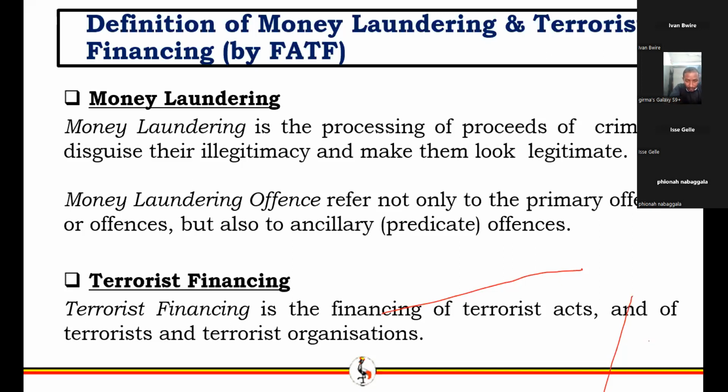So money laundering is mainly the conversion of illicit proceeds to give them a legitimate look. Trying to convert illegitimately obtained proceeds to give them a legitimate look is what we call money laundering.